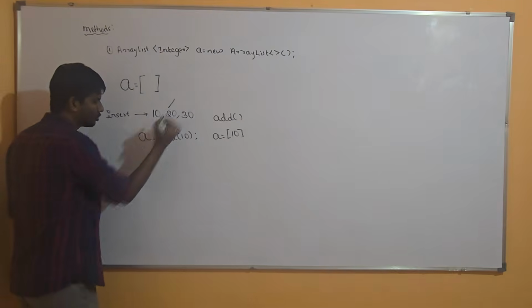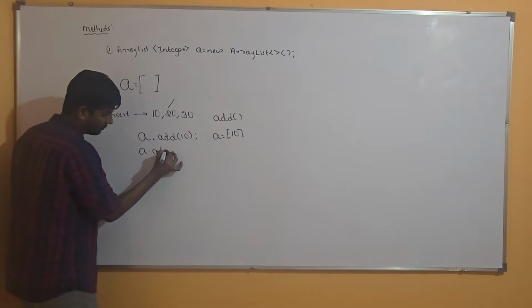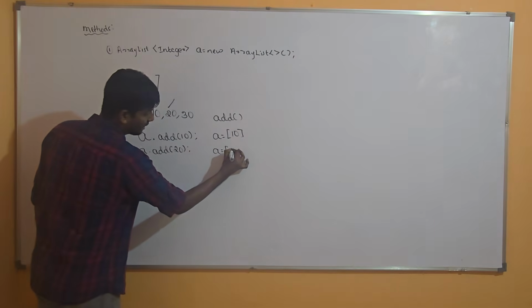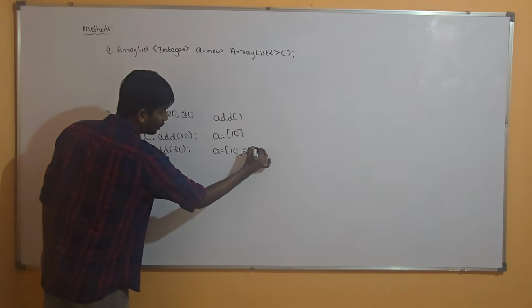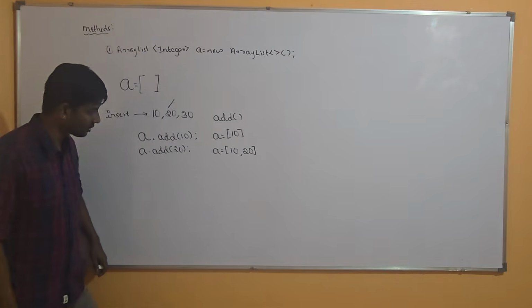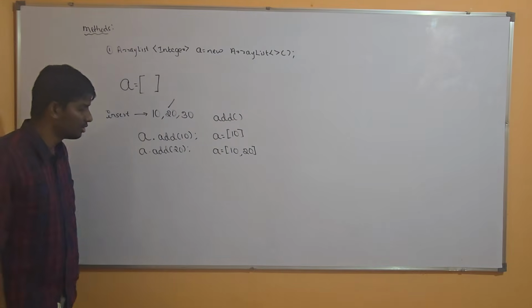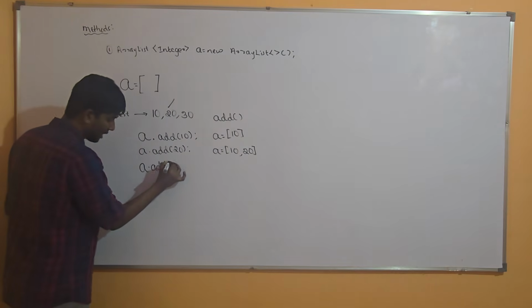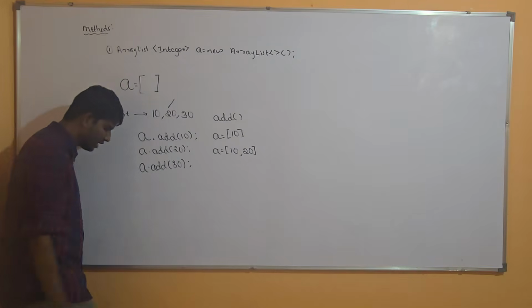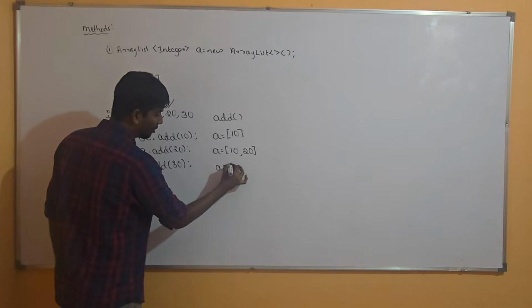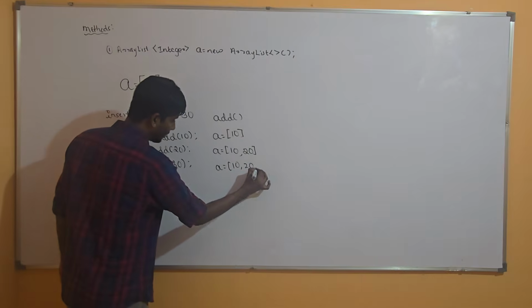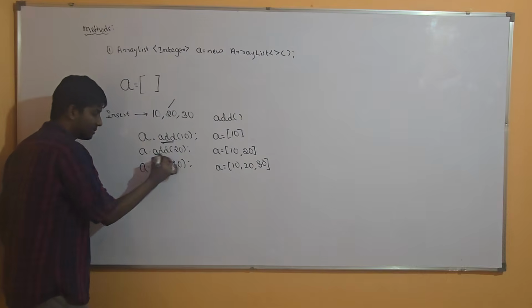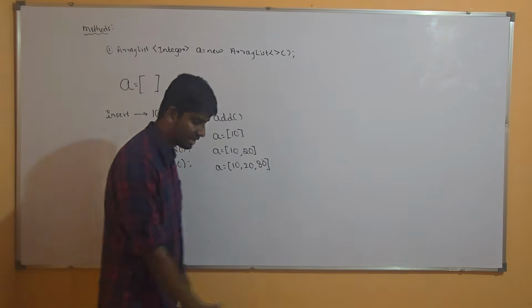In the same way, I want to store 20. a.add(20). In the array list, initially 10 was already there. With this, 20 will be inserted. Now, you want to insert one more number. Let's say a.add(30). Now in the array list, you will have 10, 20, 30. So the first method you should remember is the add method. Is it clear?